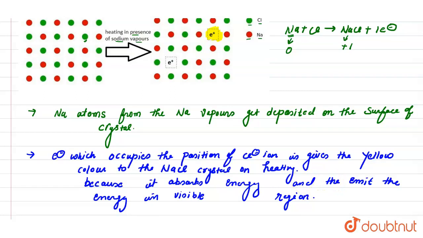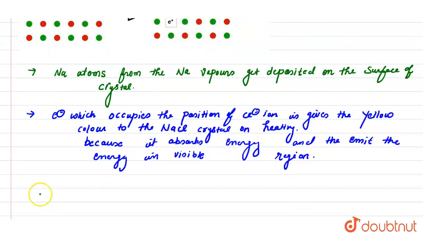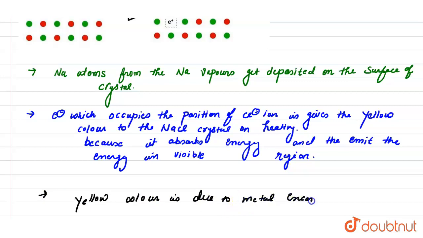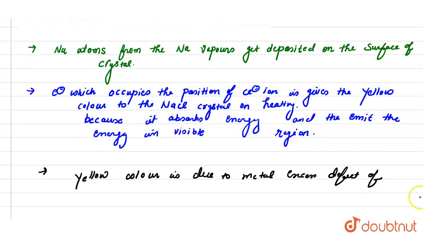Alright, here we can say that the yellow color is due to metal excess defect, of anionic vacancy, as the chloride ion is removed from that site and an electron occupies that site. So the yellow color is due to the metal excess defect of anionic vacancy.